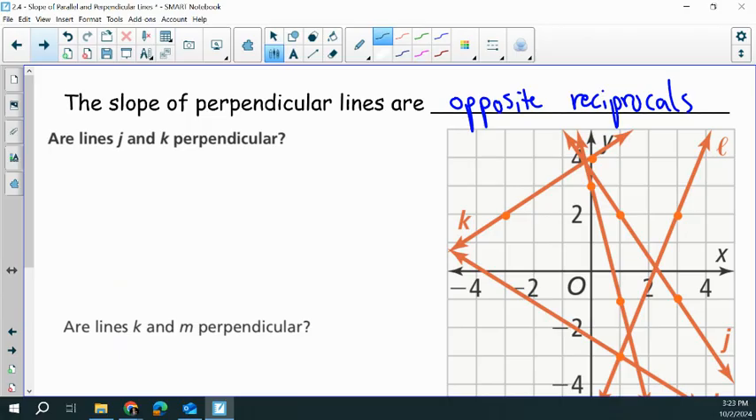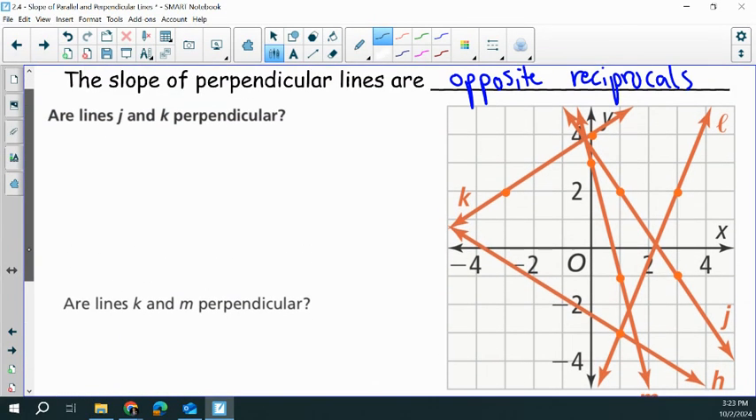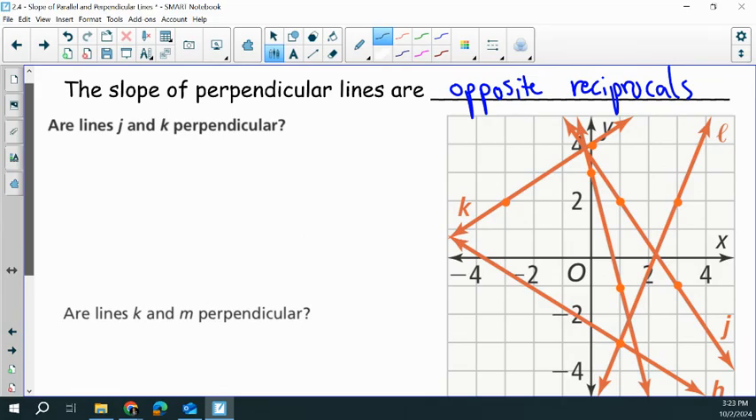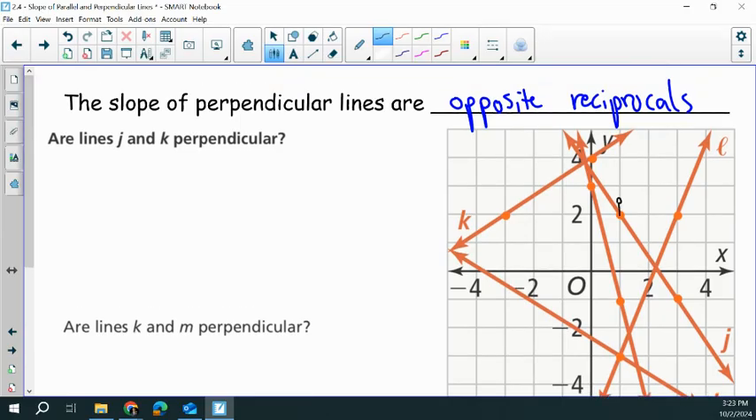So let's look at an example. Let's do lines J and K, let's see if those work. Line J goes from this point to this point. So that would be down 1, 2, 3 over 2. So line J is negative 3 over 2. Line K goes from this point to this point. It goes up 1, 2 over 1, 2, 3. So it goes up 2 over 3.